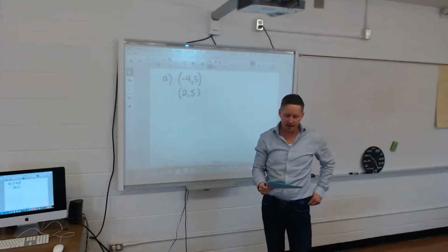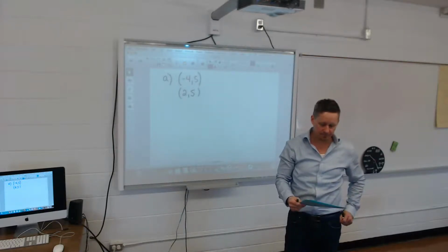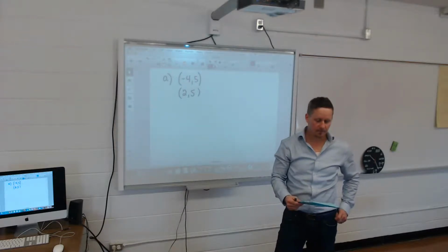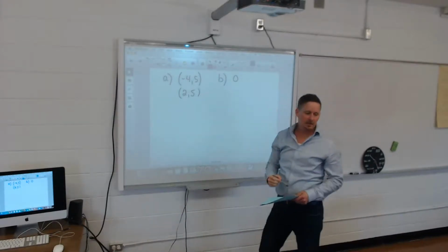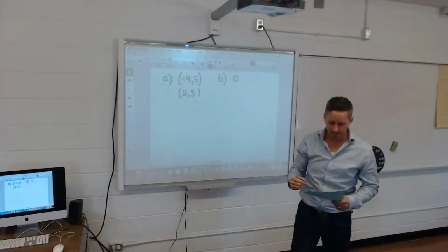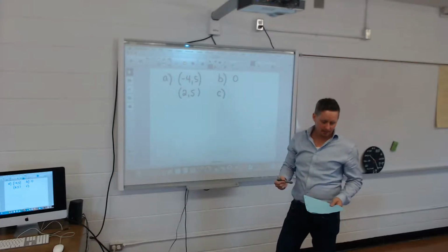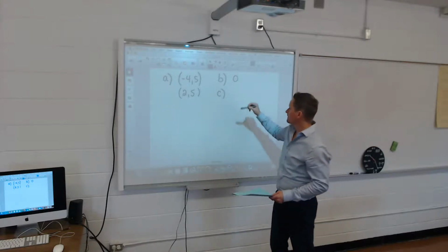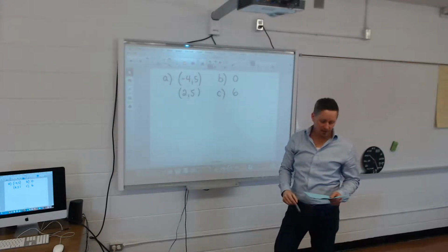So it says identify the rise from point C to D. How high up does it go to go from point C to D? There's no rise. So then you have to write 0. That's your rise. What is your run? How far is it from C to D? 6. There you go. So your rise is 0. Your run is 6 to the right.